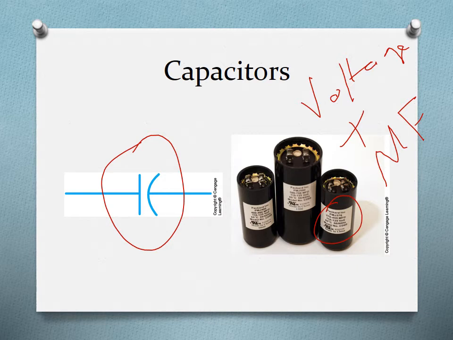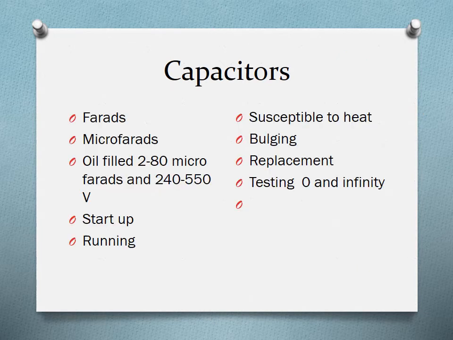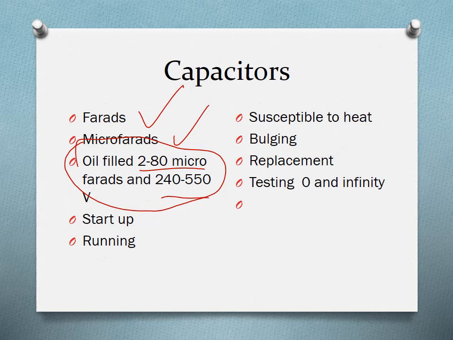There is a big configuration inside that will change the ability of the motor to run in a smoother, more efficient way. I'm not going to get into it, but it's used to be continuously running as the motor is running. Capacitors are measured in farads or microfarads. They are oil filled when it's from 2 to 80 microfarads and 240 to 50 volts. Other than that, it could have different filling, sometimes wool, sometimes rock wool, different kinds of material. They're used for startup and for running, and they are very susceptible to heat. So if it gets overheated, probably it will go bad.